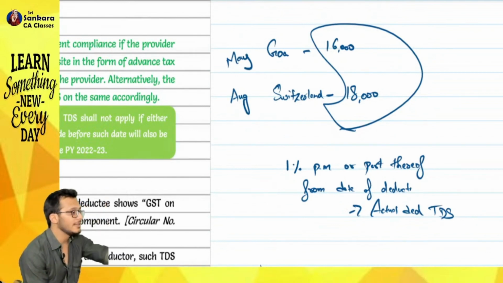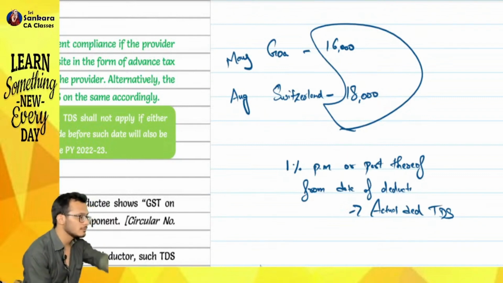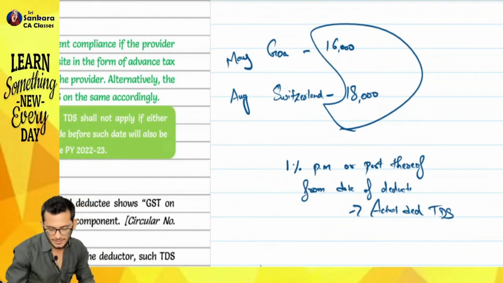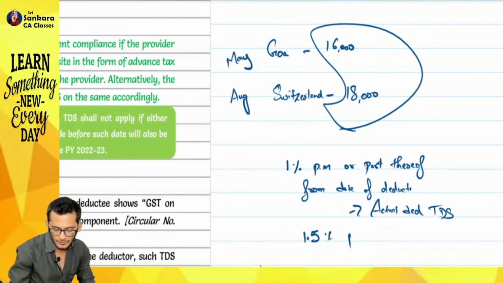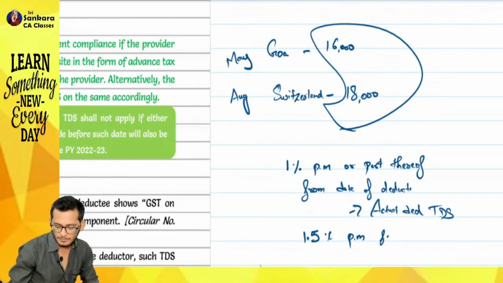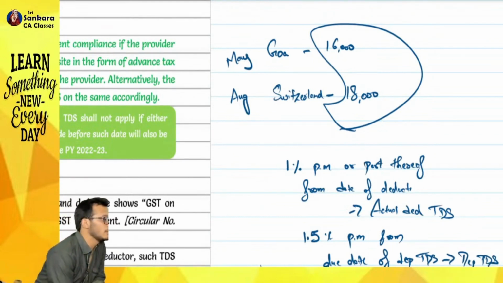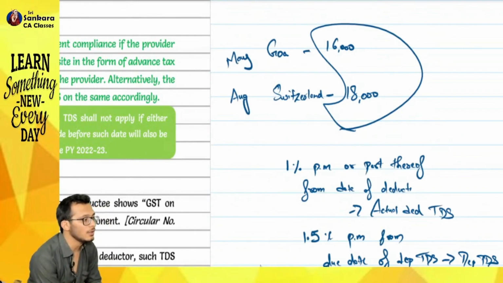Suppose I deducted TDS. I should pay it by the 7th of next month, or 30th April. I did not pay. Income tax says you will be levied interest at the rate of 1.5% per month from the due date of depositing TDS till the date on which you deposit the TDS.